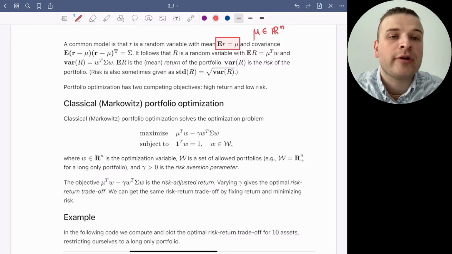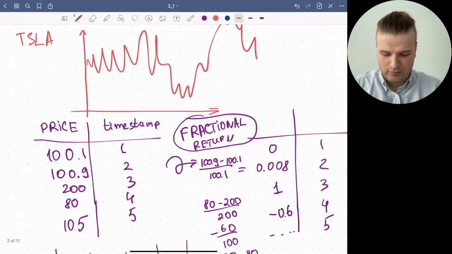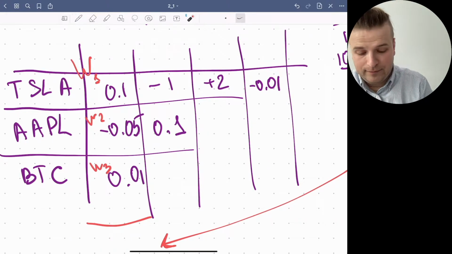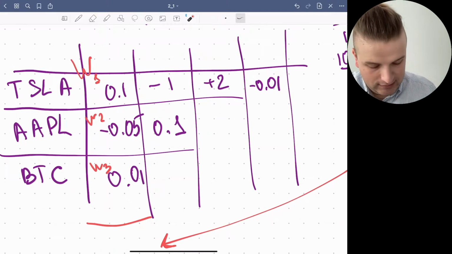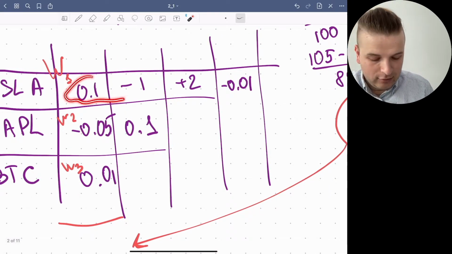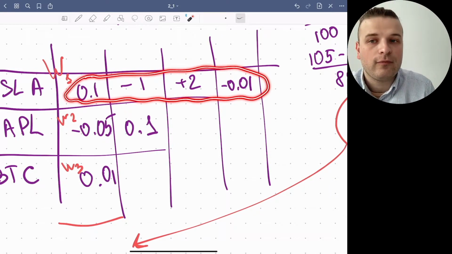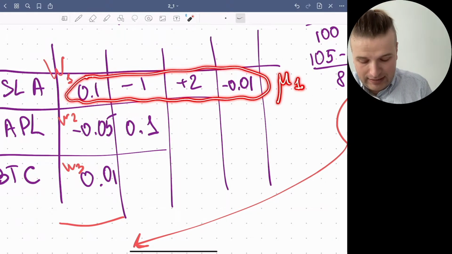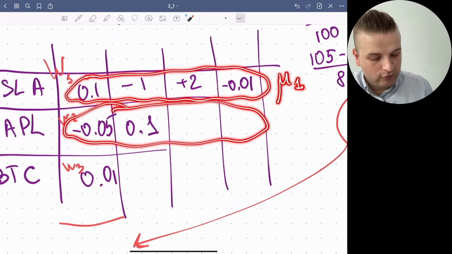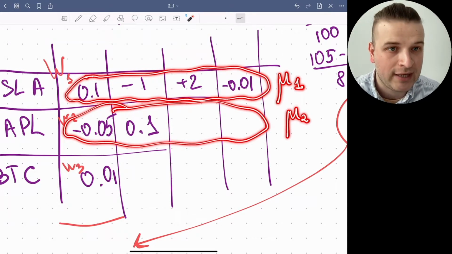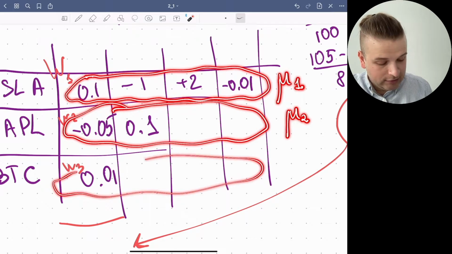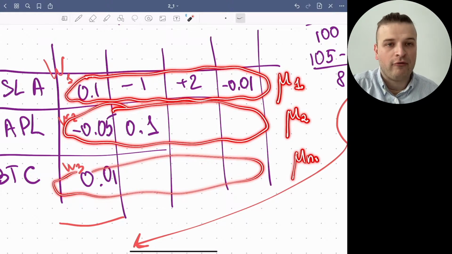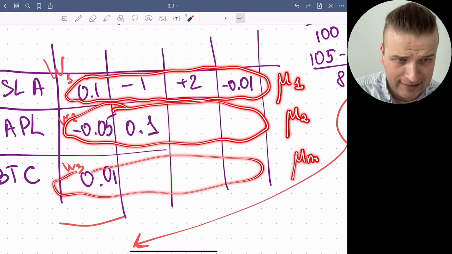But again, how to calculate mu? You have to go through all your data per each asset, again, and calculate an average value for each asset, and that will be mu first, for example. Average value of fractional return for the second asset will be mu second, and etc. and etc. and etc. You'll obtain mu vector at the end of this calculation based on historical data.